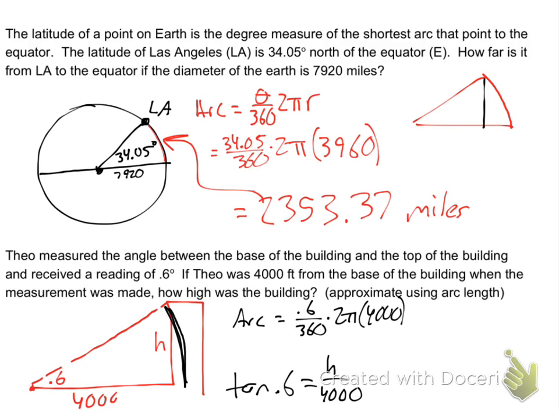It says that the guy is standing 4,000 feet from the actual building. So therefore, he is at the center. The radius is 4,000 feet. So, that means h is equal to 4,000 tangent of 0.6. What is the first one? What's 0.6 divided by 360 times 2 times pi times 4,000?